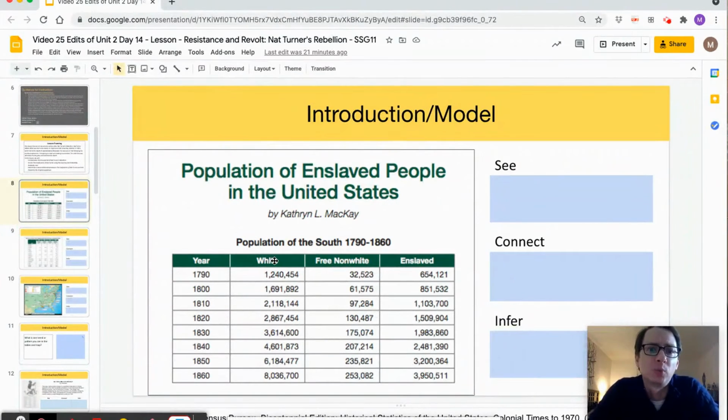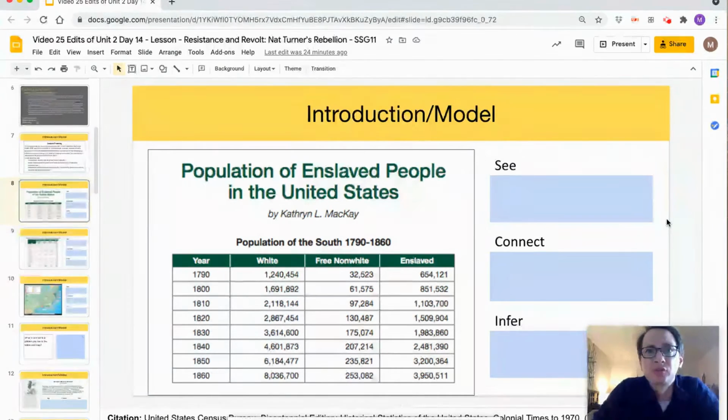Well, the white population went from about 1.2 million all the way up to just over 8 million by 1860. And the enslaved population went from about 654,000 to just under 4 million, which is a total increase of about 3.3 million. But look at this middle column. The free non-white population only increased by 220,000 over these 70 years, but the other two increased by millions. Now that I see this, I can infer that there were likely some barriers that prevented the population of free non-white people from increasing, maybe some laws or some social institutions.